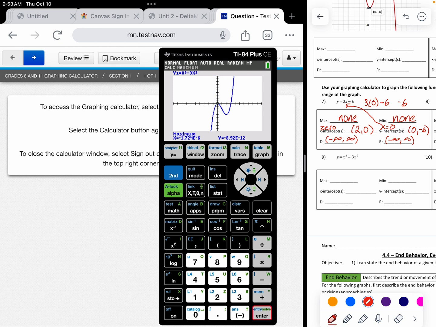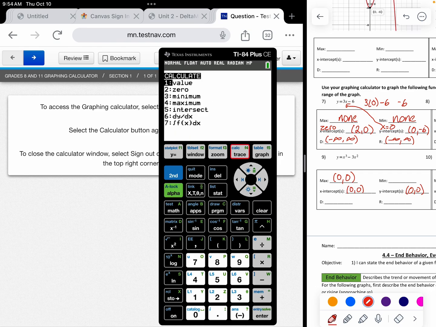Okay, so that is your calculator being very, very specific, but that e to the negative 6 is scientific notation, and it basically means times 10 to the negative 6th power. So it's very, very small. Whenever you see e to the negative something, we're just going to round that to 0. So the maximum happens at 0, 0, which you can also kind of see with your eyes. Good news, that's also an x-intercept because that's where it's touching the x-axis, and that's where it's touching the y-axis, so that's also our y-intercept.